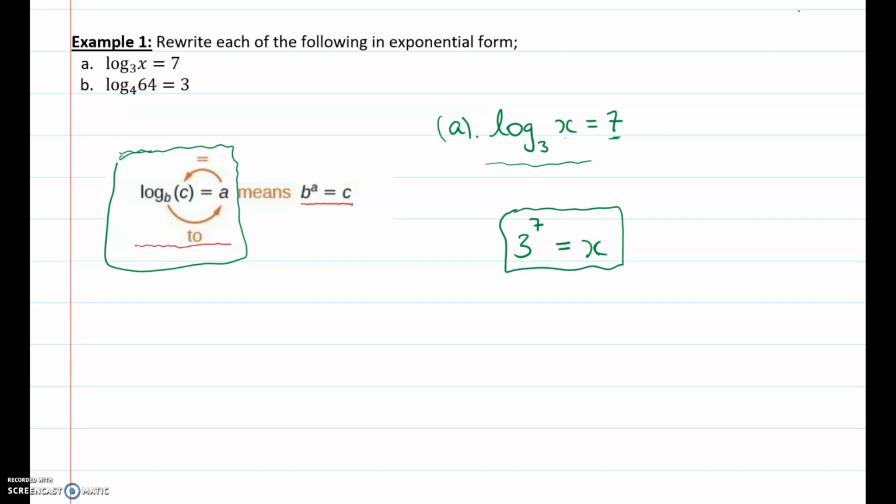Okay, let's move on to part b. This is a different question. These questions aren't related to each other. So we have log of 64 to the base 4 equals 3. If we go to rewrite this now, we start off with our b, that was the base, which is 4, to the power of a. A was the number that was on its own over here, so 4 to the power of 3 equals the c. C was the bigger number after the log, so 64. Okay, so that's what we have.